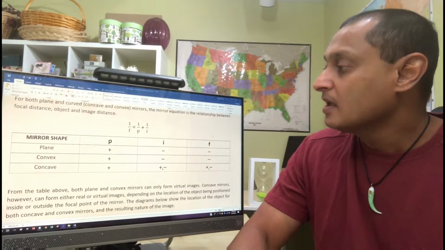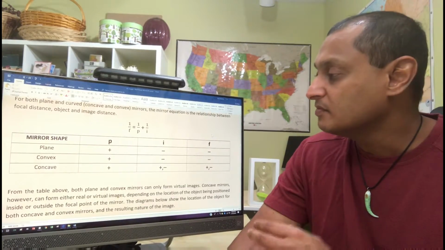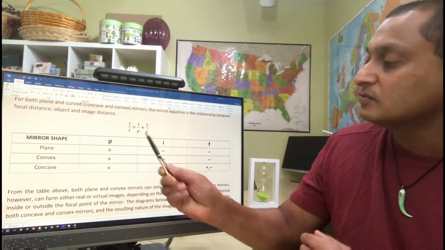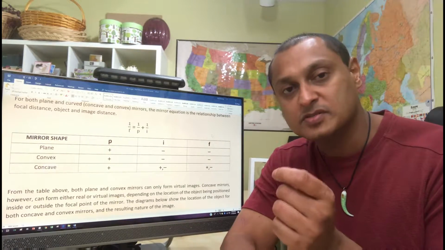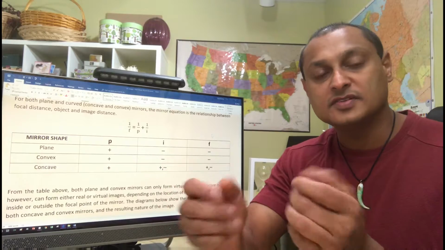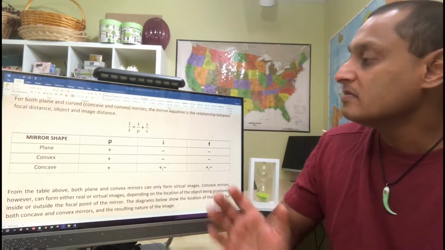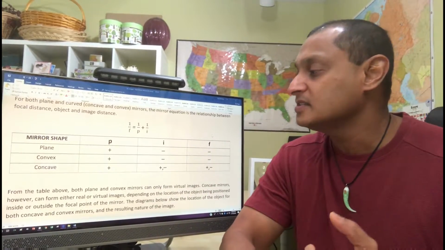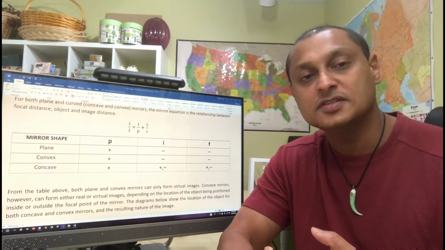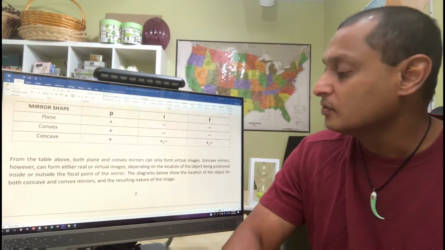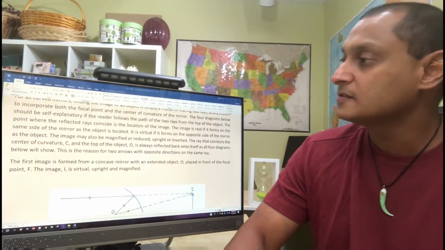Here also is the introduction of the mirror equation. The mirror equation relates the focal distance, that is the distance from the focal point where an image is formed, to the mirror surface, that's the focal distance. So the mirror equation relates the object distance, p, the image distance, i, and the focal distance, f. So it's a very useful equation. We're going to get a lot of use out of this.